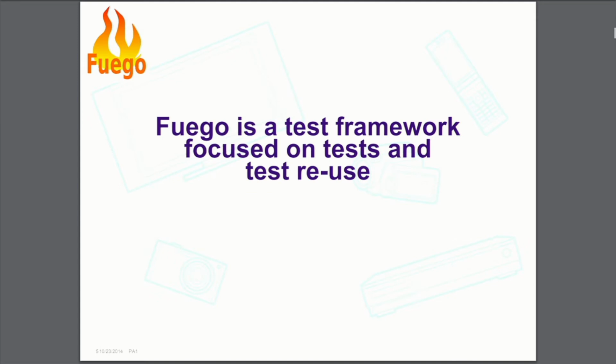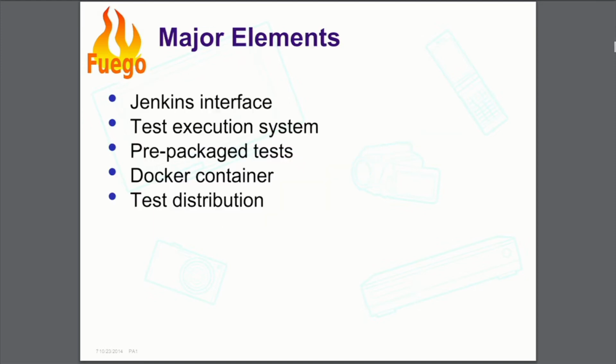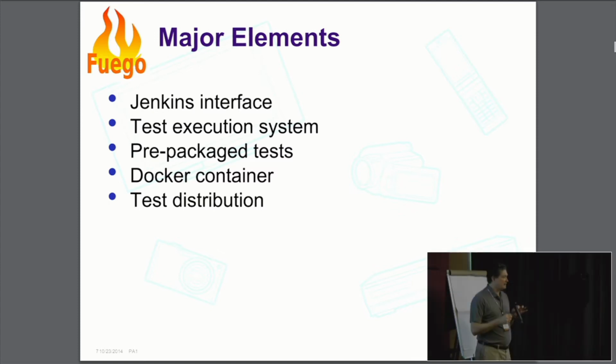So Fuego is a test framework focused on tests and test reuse. It has a lot of mechanics because you have to trigger jobs and execute the jobs on target, but the primary focus is really on the tests and the artifacts around testing. I'll talk about the major elements. Fuego has about five major pieces. The first is a Jenkins interface, the test execution system itself, which is kind of the core of Fuego, a bunch of prepackaged tests, the Docker container, and a test distribution. I'll talk about each of these.